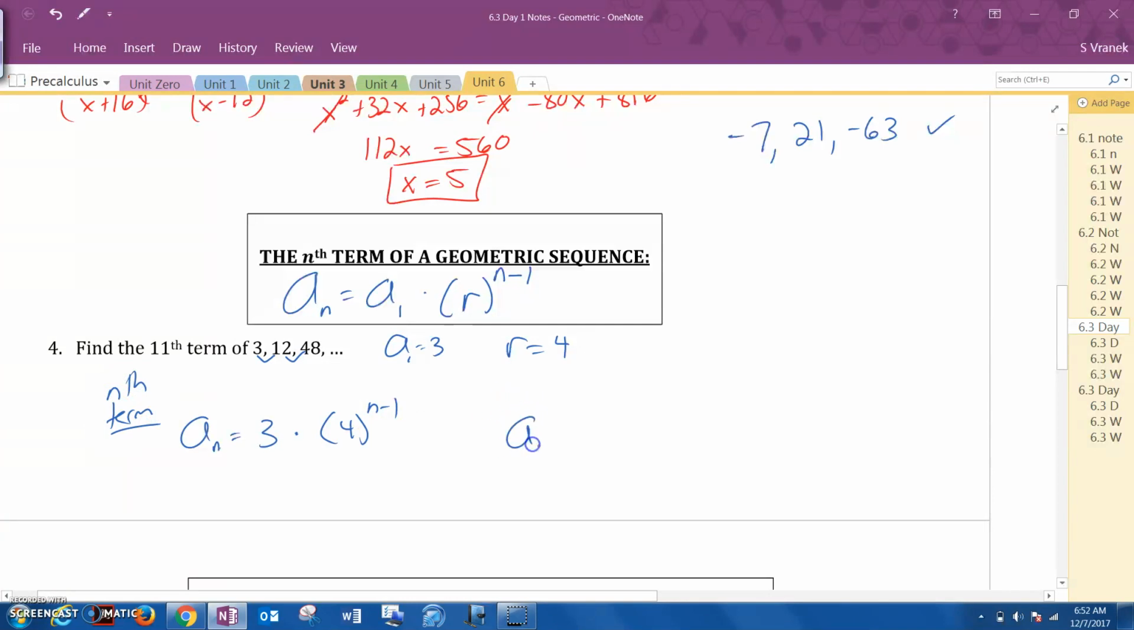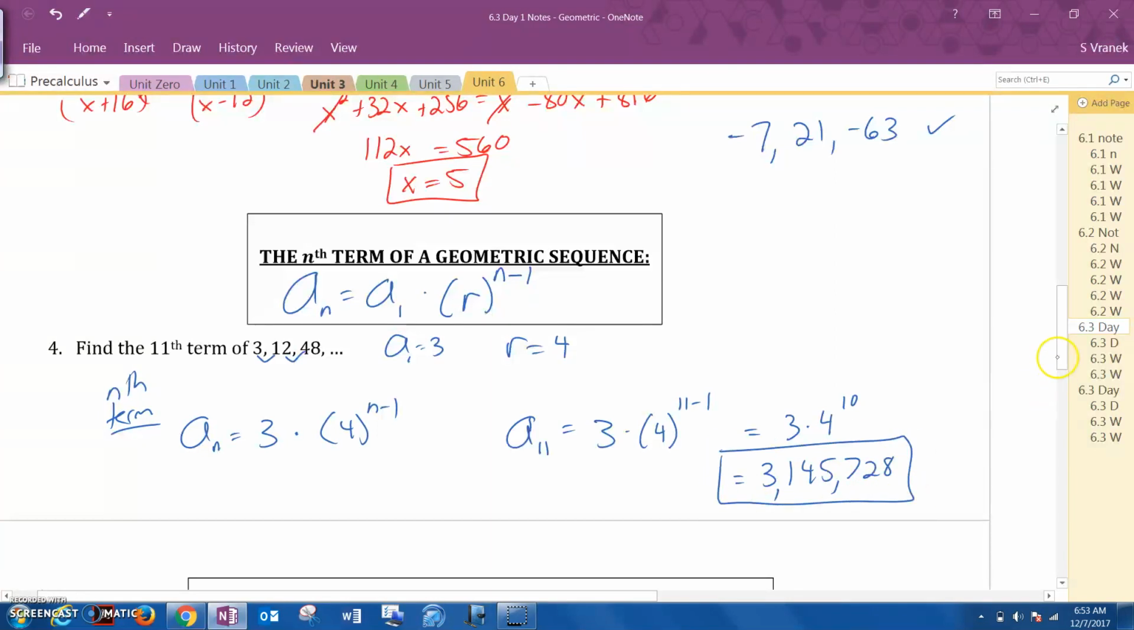Then we need to find the 11th term. The 11th term is 3 times 4 to the 11 minus 1. So we get 3 times 4 to the 10th, which is a really big number. 4 to the 10th times 3, you get 3,145,728. Okay? There we go. So that would be the 11th term.